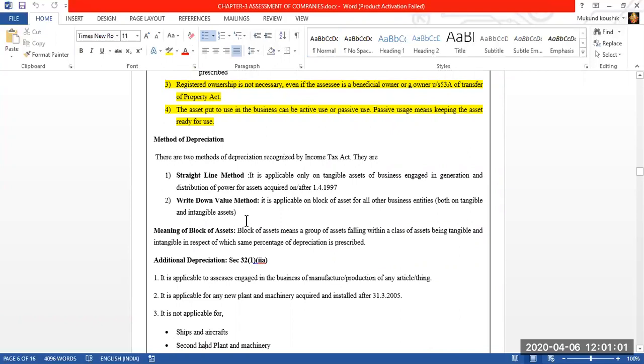Now, how do you understand what rate is applicable for what type of asset? We have to understand through something called block of assets. Now, block of assets means the group of assets falling within the same class of assets for which the same rate of depreciation is applicable. So suppose there are 2 to 3 different assets which fall into the same class, and in respect of all these assets, if the same rate of depreciation is charged, then it is called a block of assets.